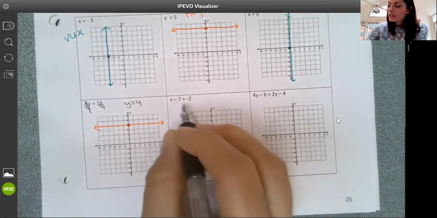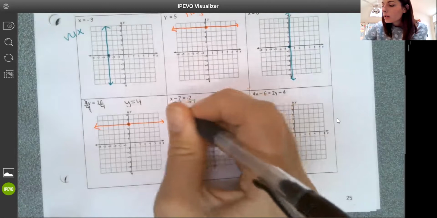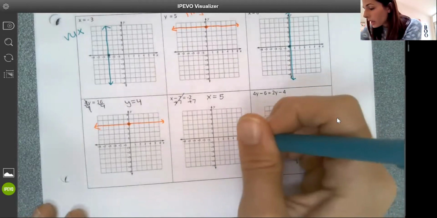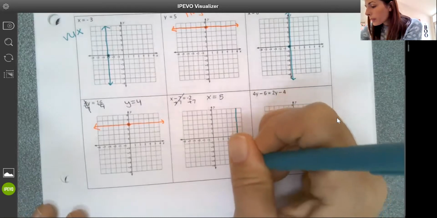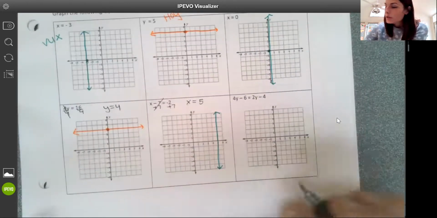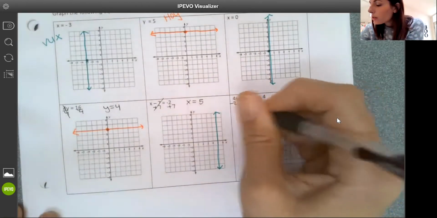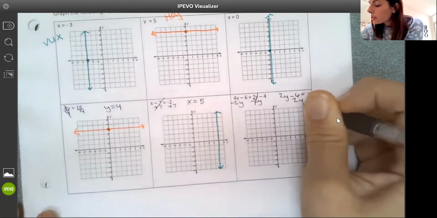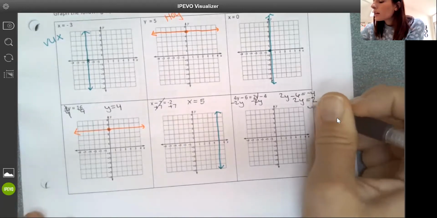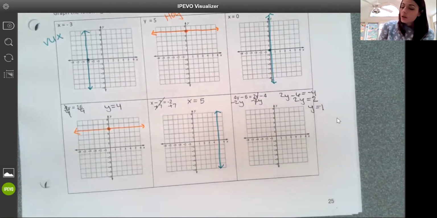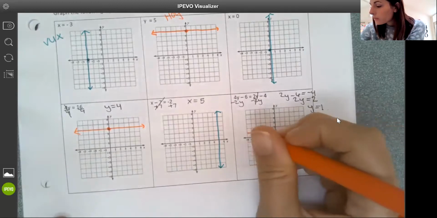Same idea on the second example in this row, I need to add 7, which would tell me I have the line x equals 5. X equals, that's a VUX. It's going to be a vertical line where x is 5. The last one, we have quite a bit of rewriting to do. So first, let me move 2y over. I get 2y minus 6 equals -4, and I add 6, and 2y equals 2, and I divide by 2, and y equals 1. And I go, okay, it's y equals a number. That's a HOI, horizontal line, where y is 1.